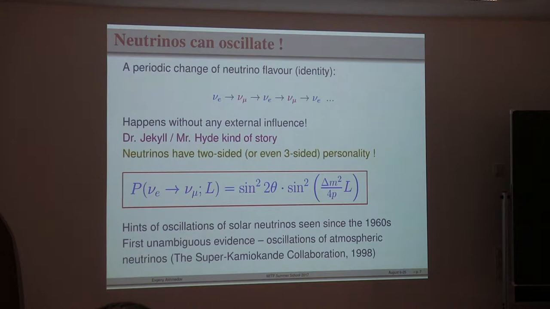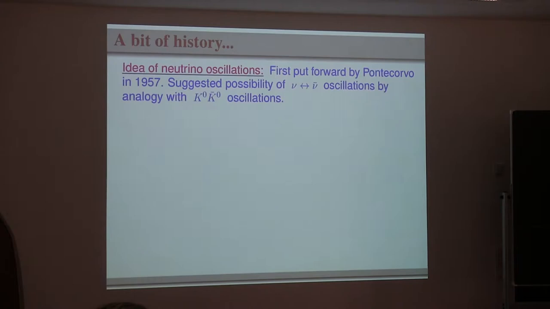Okay? And hints of oscillations were first obtained, I think, in the solar neutrino experiment, but the first unambiguous evidence was only obtained by the Super-Kamiokande collaboration in their atmospheric neutrino data. So the idea, actually, that neutrinos can oscillate was put forward much earlier, before all these experiments, originally by Bruno Pontecorvo, who considered oscillations of neutrinos in analogy with oscillations of neutral K mesons. This was because it was not known at that time that there's more than one neutrino species. Okay.